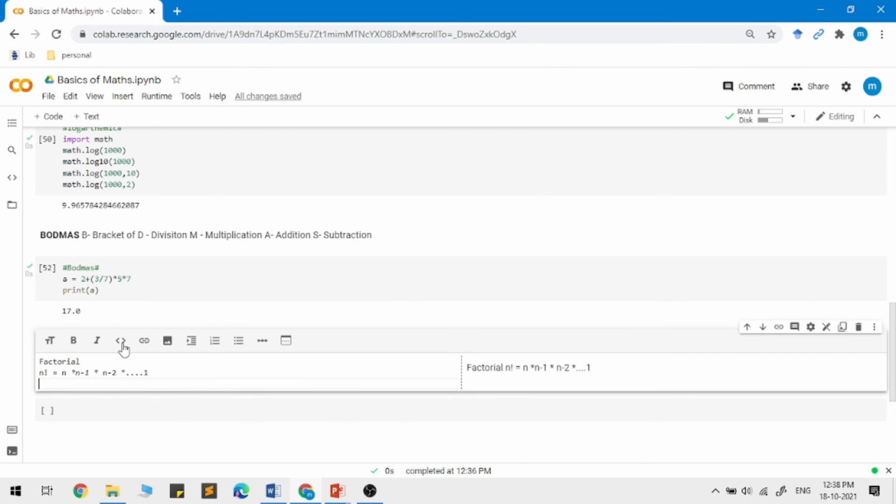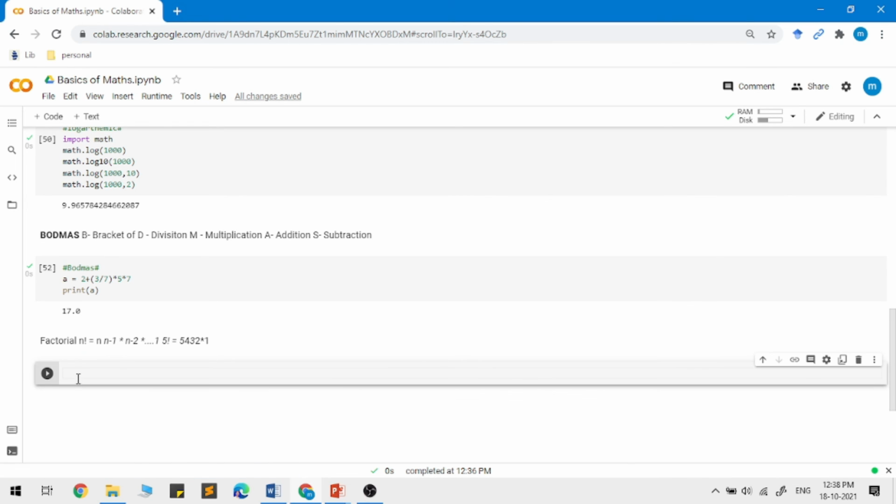Suppose I want to find 5 factorial. So 5 factorial will be 5 into 4 into 3 into 2 into 1. It will do the multiplication, reducing the number by 1 each time. I am taking 5, it will reduce by 1 to 4, then to 3, and it goes up to 1. Okay, so I am going to find the factorial of a number using Python code.